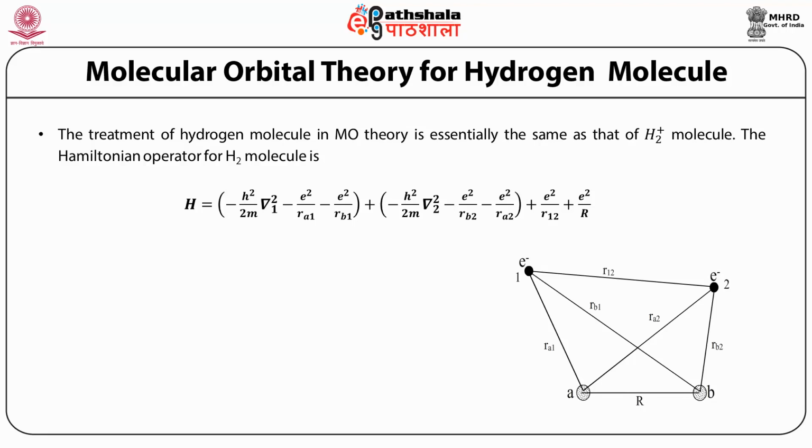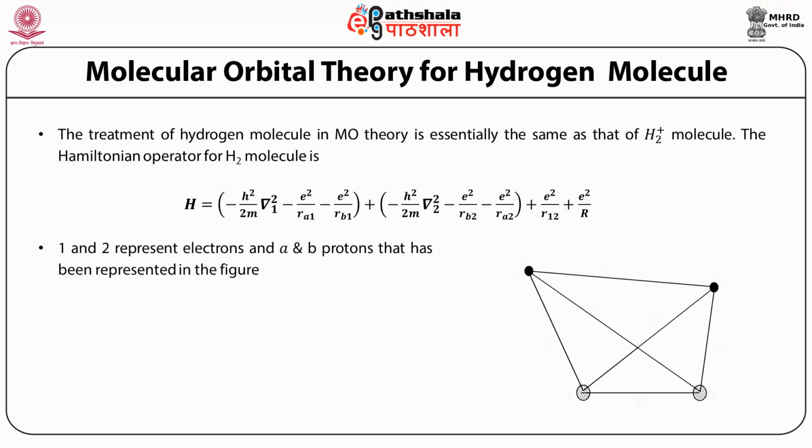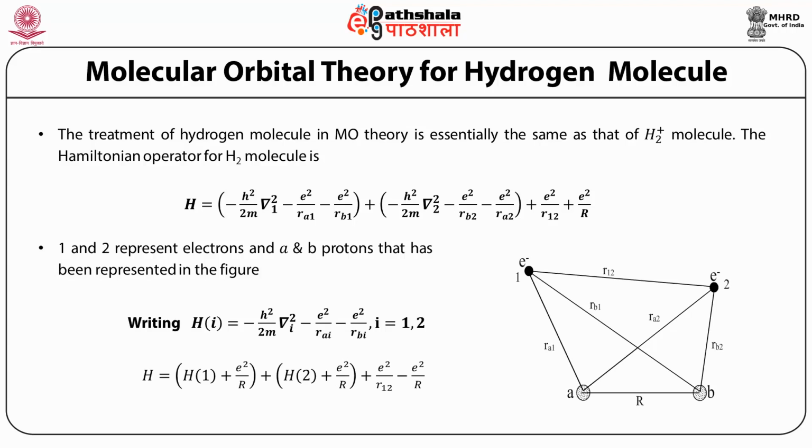The figure is self-explanatory, as 1 and 2 represent the electrons and A and B the protons that have been represented in the figure. Writing Hi, where i will replace the electrons 1 and 2, is equal to minus h square upon 2m del i square minus e square upon R Ai minus e square upon Rbi. Now H is equal to H1 plus e square upon R plus H2 plus e square upon R plus e square upon R12 minus e square upon R.